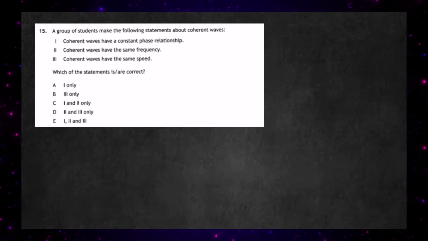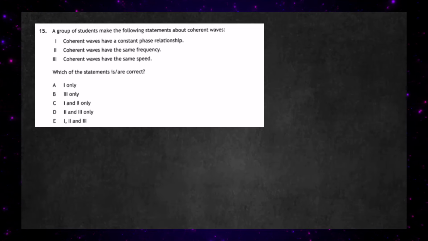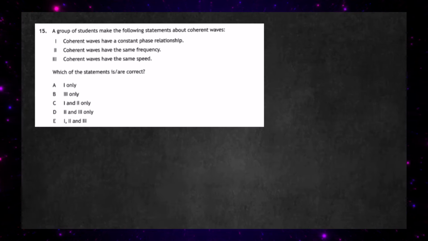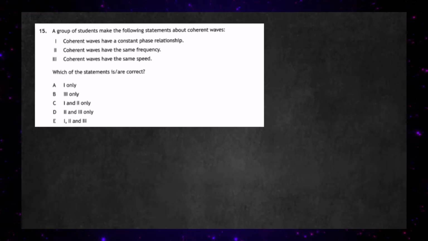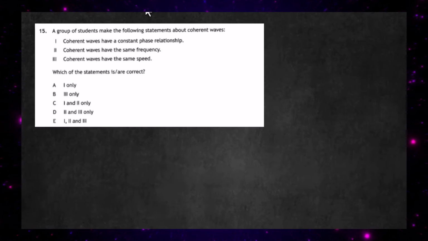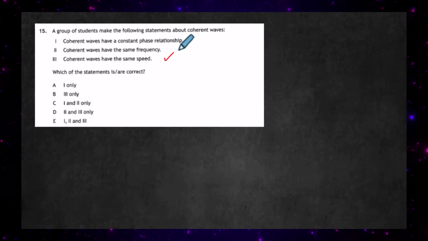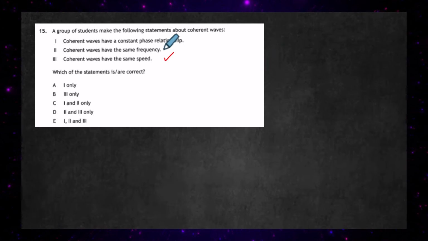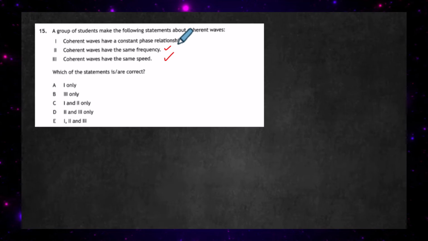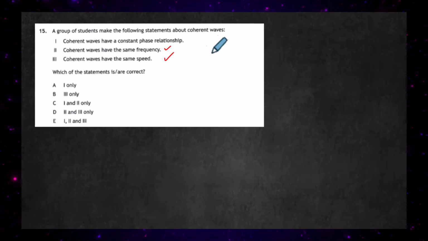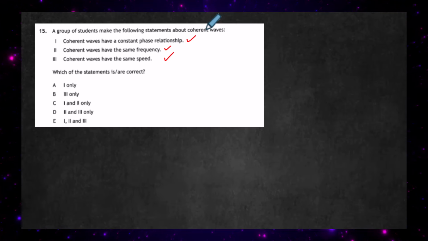Question 15 from the 2024 multiple choice paper from the SQA. A group of students make the following statements about coherent waves. Statement 1, coherent waves have a constant phase relationship. Statement 2, coherent waves have the same frequency. And 3, coherent waves have the same speed. Which of the statements are correct? Well, we know for waves to be coherent, they have to be travelling at the same speed, but they also have to have the same frequency. And they have to have the same constant phase relationship.